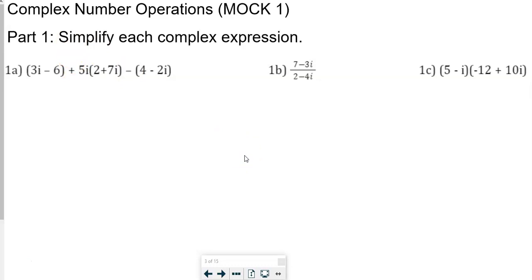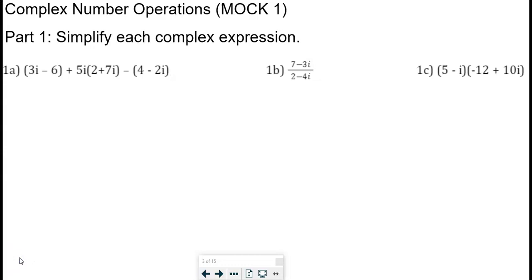So this is part 1. It says simplify each complex expression. On this first one, hopefully you see that these are complex numbers that have imaginary parts to them. So what we want to do is combine like parts. But first, we're going to do the middle part, because we have this 3i minus 6 plus 5i times 2 plus 7i minus 4 minus 2i.